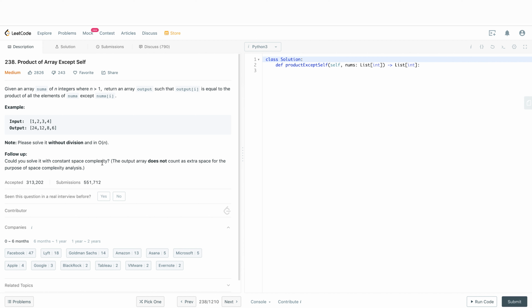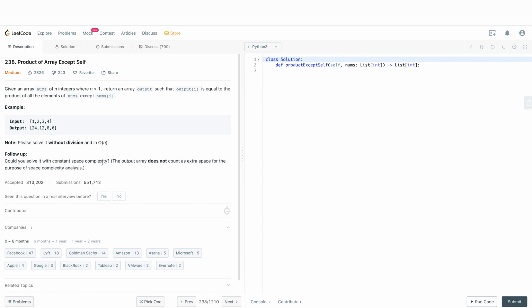So this is also a kind of like a trick that people use. And the trick is that you have to use your output array as memory. So you're going to use that output array that they already give you, that they handed to you. So technically it's not really constant space, but because they don't count the output array, as you can see here, the output array does not count as extra space. Because it doesn't count, then you can actually use it to your advantage.